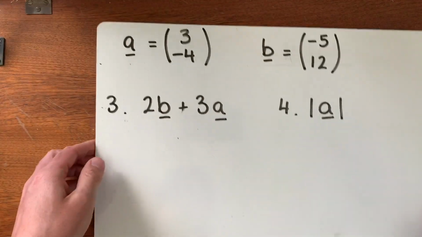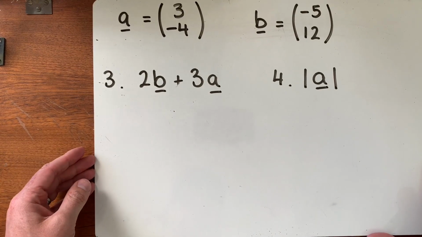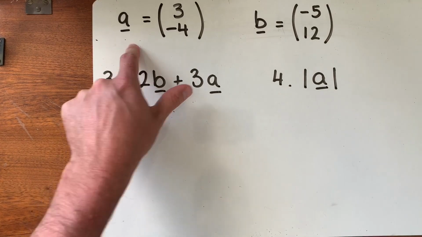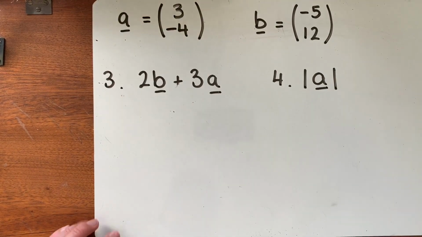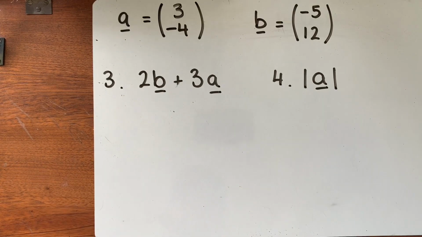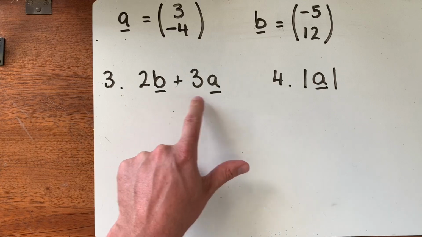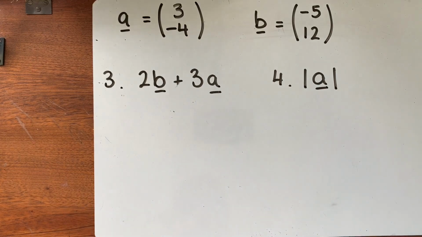Okay, over we go. And we've got two more questions here. Using the same vectors, A and B, same components. This time we want to find out what is the resultant vector's components if we take 2 lots of B and 3 lots of A and add them together. So quite a lot going on in this question.